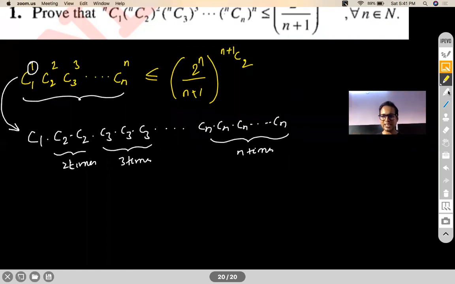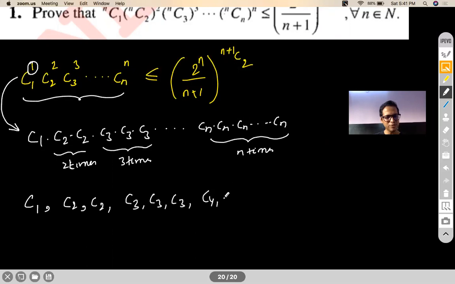Okay. All right. So if you are having this kind of a term, let us start with this fact that there is one C1, there are two C2s, there are three C3s, there are four C4s, there are five C5s and so on, and there are n Cns.